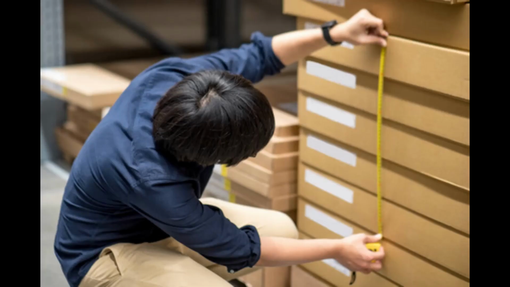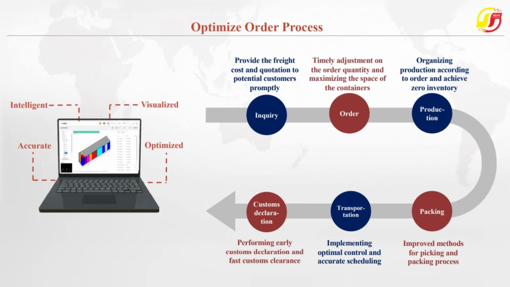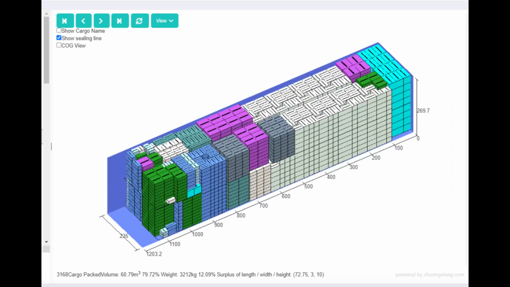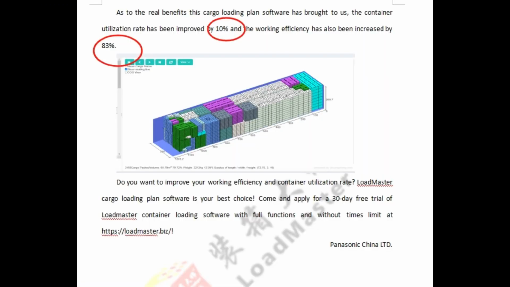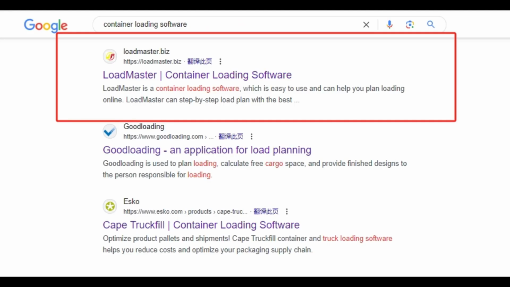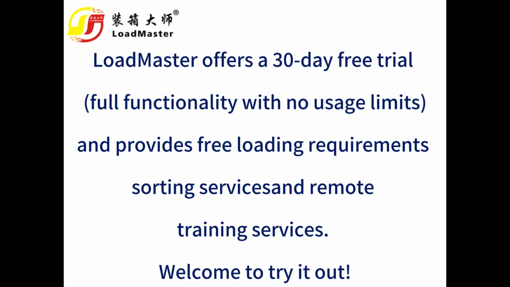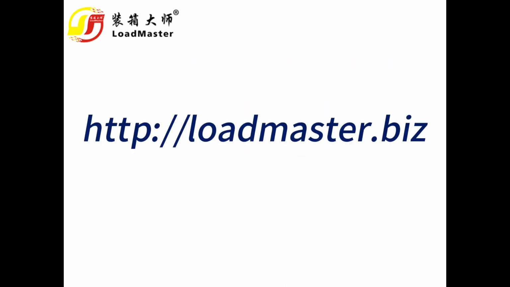According to feedback from our customers, the core algorithm of LoadMaster is globally leading, and its 3D load plan is accurate, reliable, and highly practical. Its loading rate is about 4% higher than that of its competitors and 10% higher compared to manual loading levels. The specific increase in loading rate for your company can be known only through actual testing.